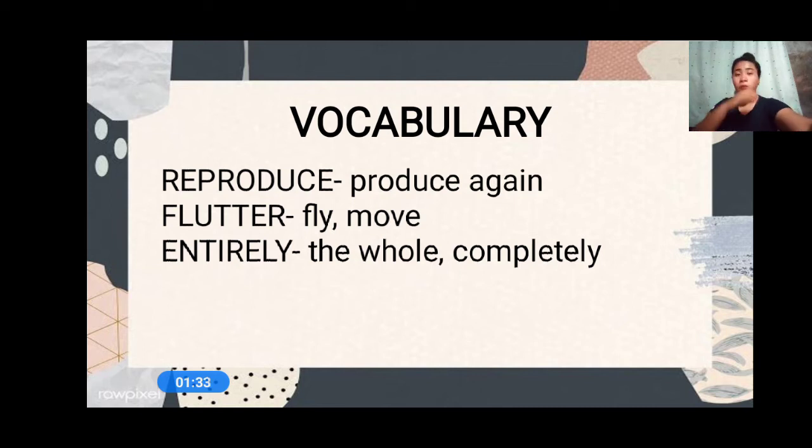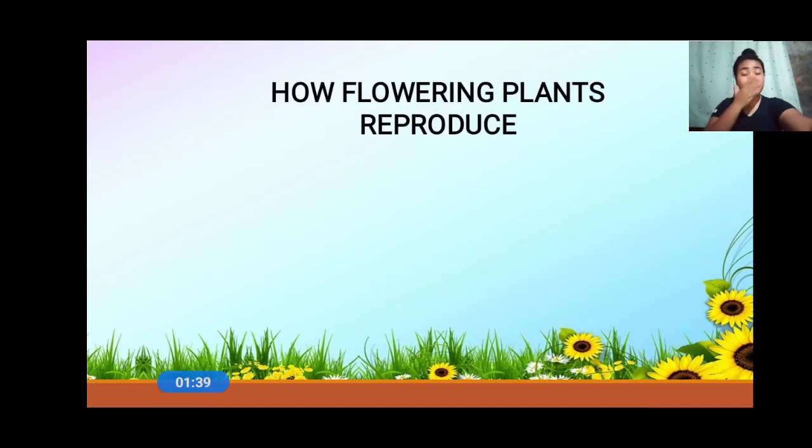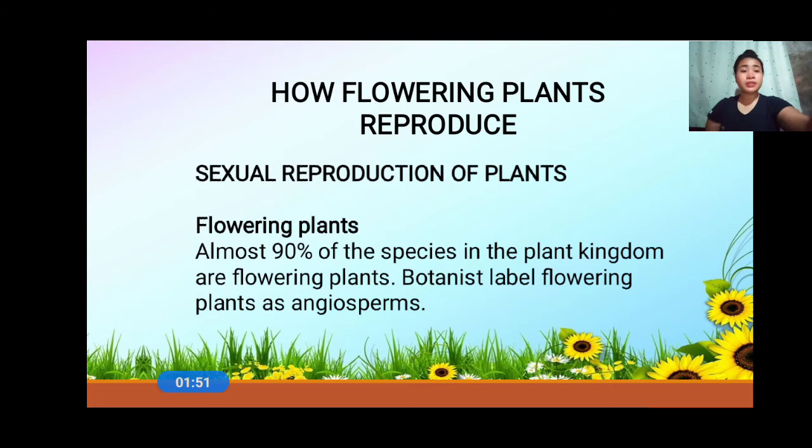Now, today we are going to talk about how flowering plants reproduce or how flowering plants produce again. Okay, so sexual reproduction of plants. Remember that flowering plants, almost 90% of the species in the plant kingdom are flowering plants. How many percent? 90%. So botanists label flowering plants as angiosperms. Okay, so what is the label for flowering plants? Angiosperms. Okay, angiosperms. So botanists call the flowering plants as angiosperms.